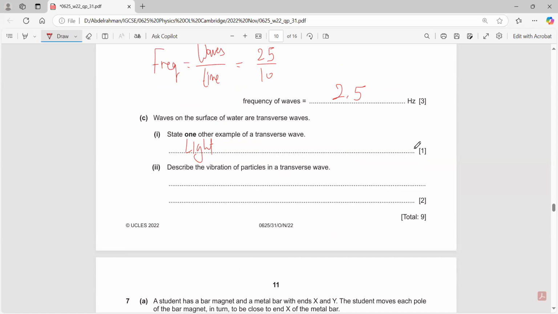Describe the vibration of particles in transverse waves. In a transverse wave, they vibrate up and down or left and right. They have to vibrate up and down, perpendicular or parallel to the energy motion? Yes, it is perpendicular to the energy motion. Excellent.